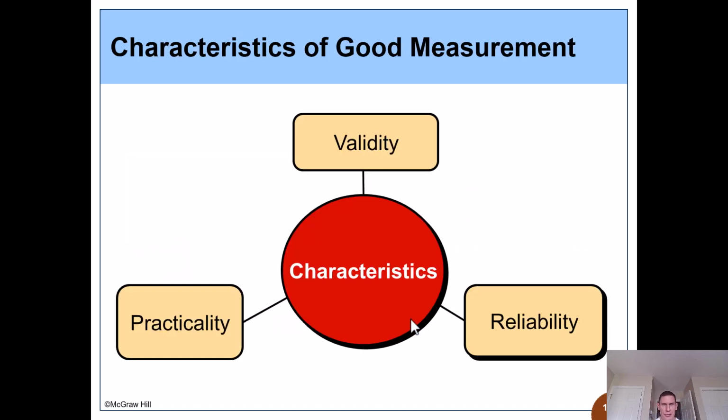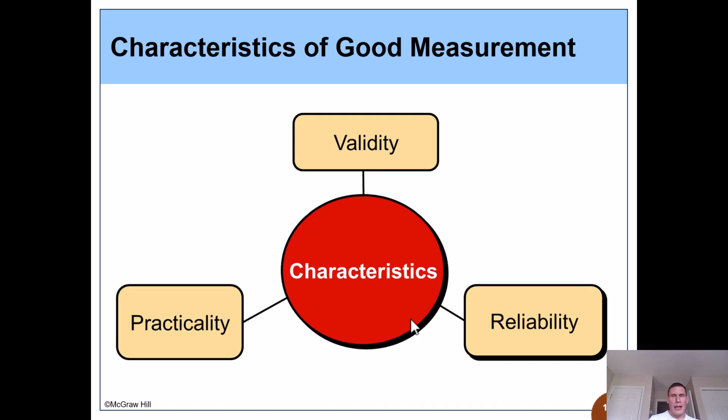So, characteristics of good measurements: certainly validity, reliability, and practicality. I'm going to talk about practicality first. If you come up with a measurement, but it's very impractical, then as part of your research design, it may be very hard to pull that off.